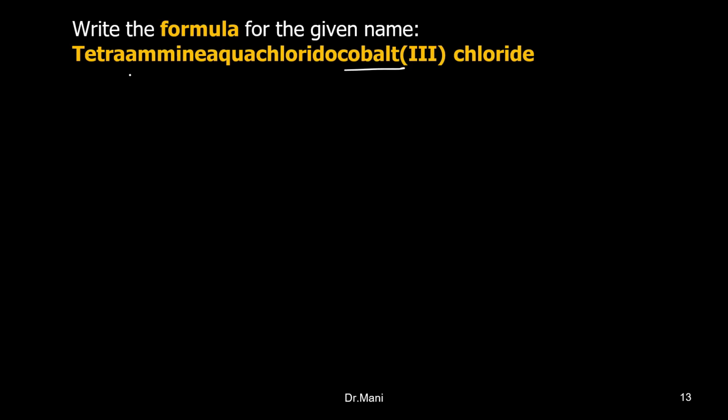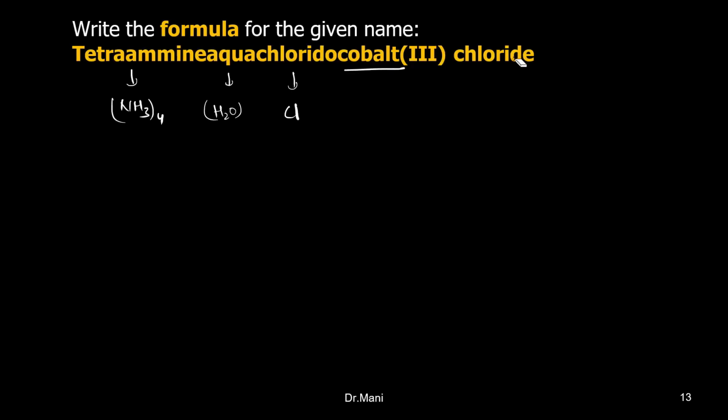So next one, tetraammine. That means the amine group is present. So there are NH3, and how many? 4 NH3 are there. Okay, fine. Next one, aqua. Aqua is said, but he didn't mention any number. That means only a single water molecule is there. So H2O, that's fine. Next one, chlorido. He didn't mention how many chlorido are there. So let's take only a single chlorine. That's fine.